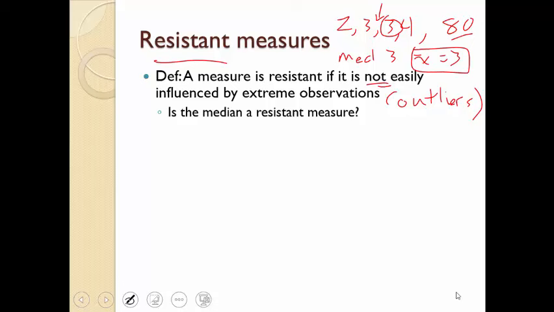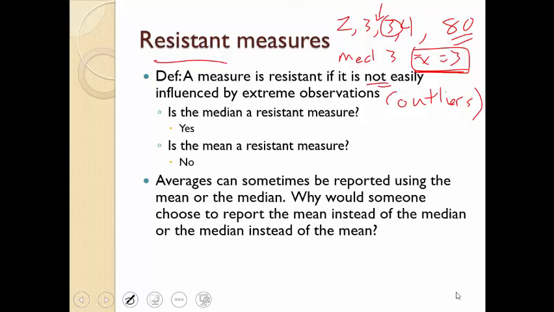So this extreme observation hasn't affected the median. So is it resistant? Yes. But the mean with this 80 is going to get pulled up a lot higher than 3. Whatever that might be, 12 plus 80 is 92, divided by 5, so it's somewhere close to 19. So we've definitely made a big change by this extreme observation. So is the mean resistant? That answer is no.